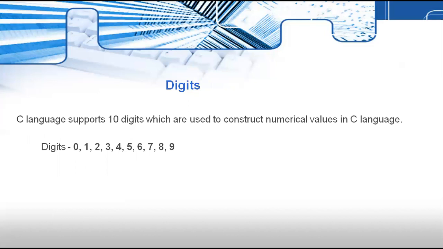Now coming to the digits, the C language supports 10 digits which are used to construct the numerical values in the C language. That is, a digit is a single symbol used to make the numerals 0, 1, 2, 3, 4, 5, 6, 7, 8, and 9, which are the 10 digits we use in our everyday numerals.